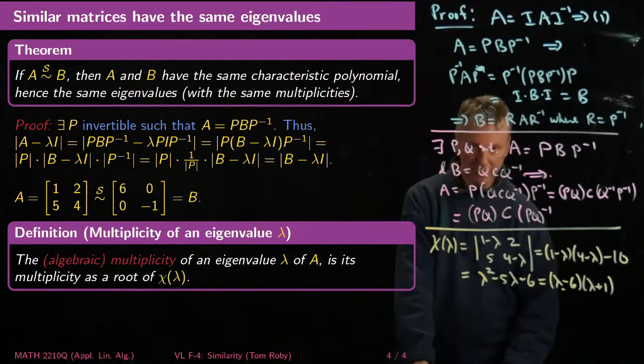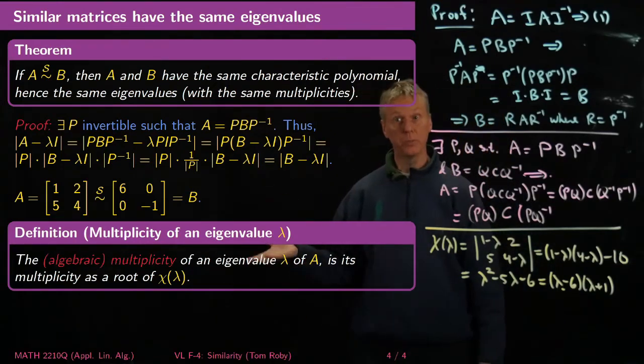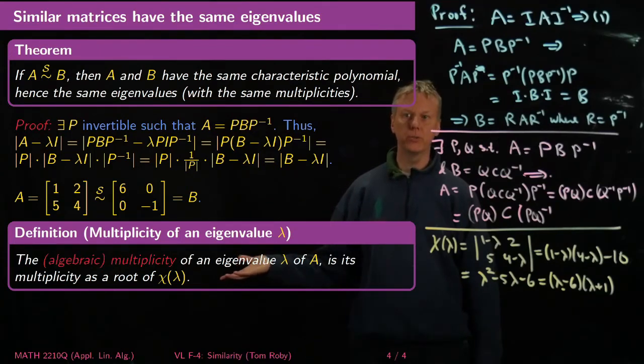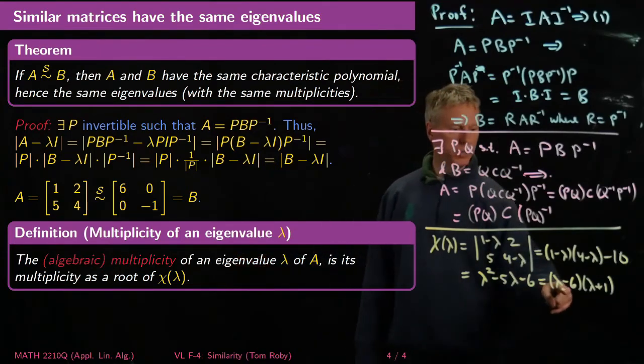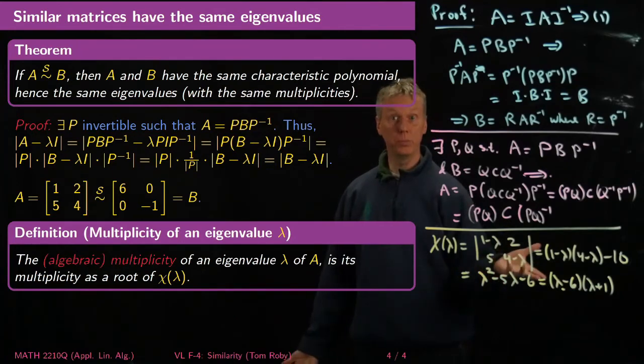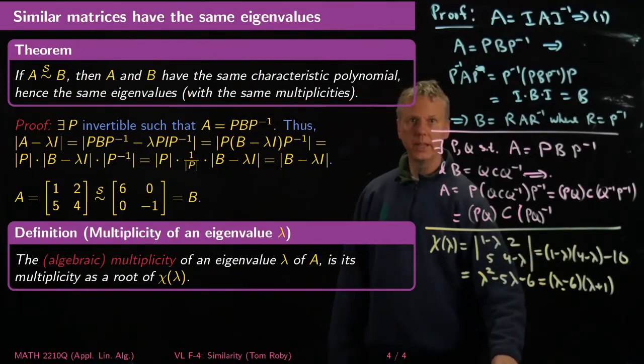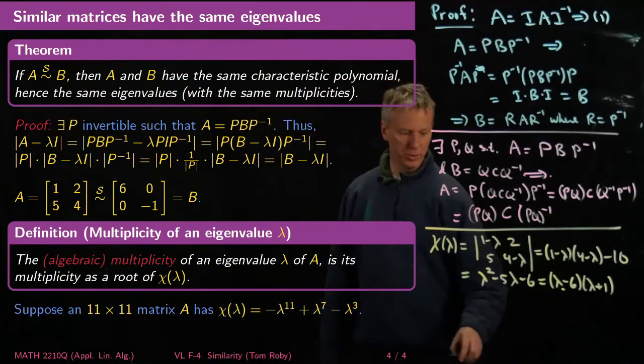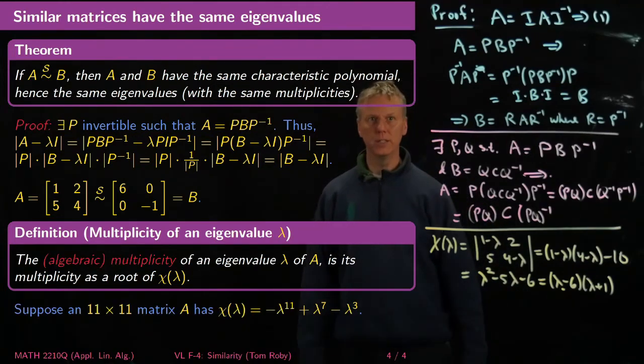And so let me just quickly define the multiplicity, the algebraic multiplicity of an eigenvalue lambda. It's just its multiplicity as a root of chi of lambda. So here I've got two distinct roots, so each of them has multiplicity 1. But things can get a little bit more complicated. And so let's just do one example that's bigger than you would probably ever deal with, but is kind of fun.